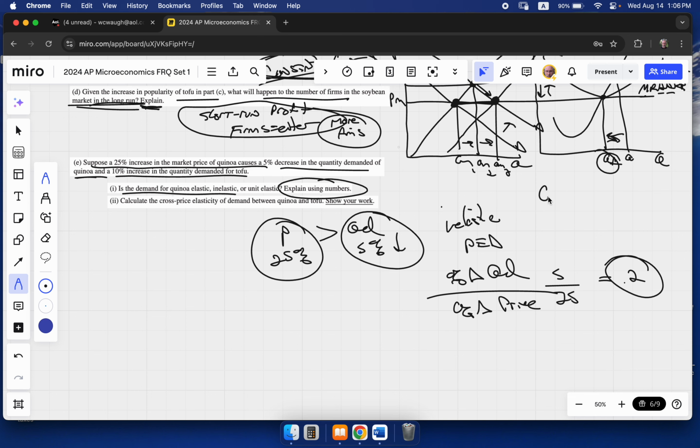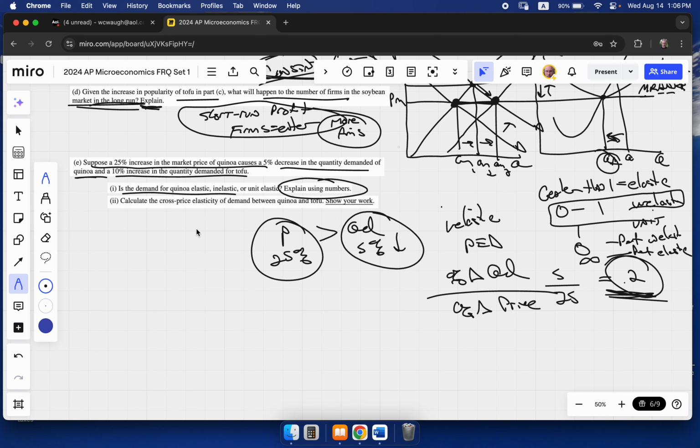Anything greater than 1 is elastic. Anything between 0 and 1 is inelastic. Obviously, if your PED value had been 1, it would have been unit elastic. If your PED value was 0, it would have been perfectly inelastic. And if it had been infinity, that would be perfectly elastic. We don't see that very often, if ever. So this is obviously between 0 and 1, definitely inelastic. And they just want the formula, and they want your number there.